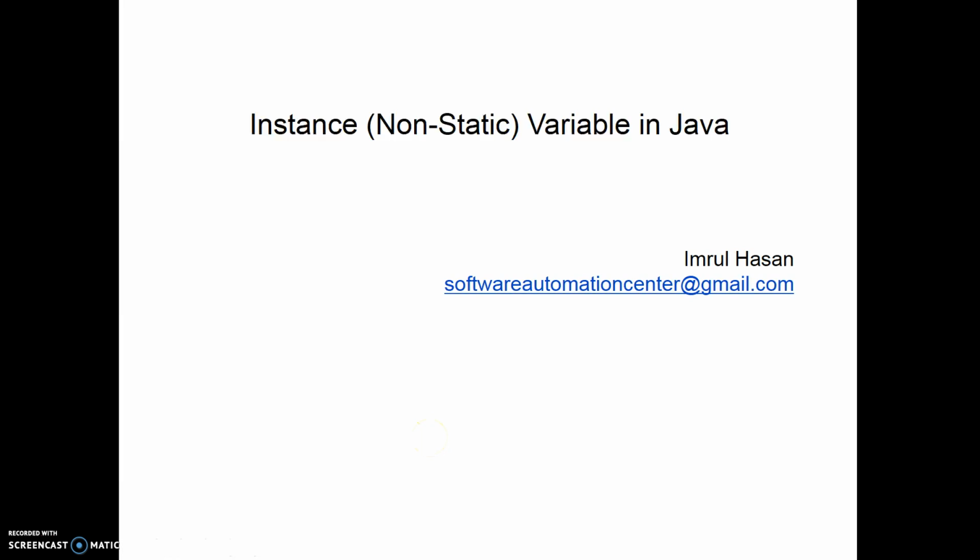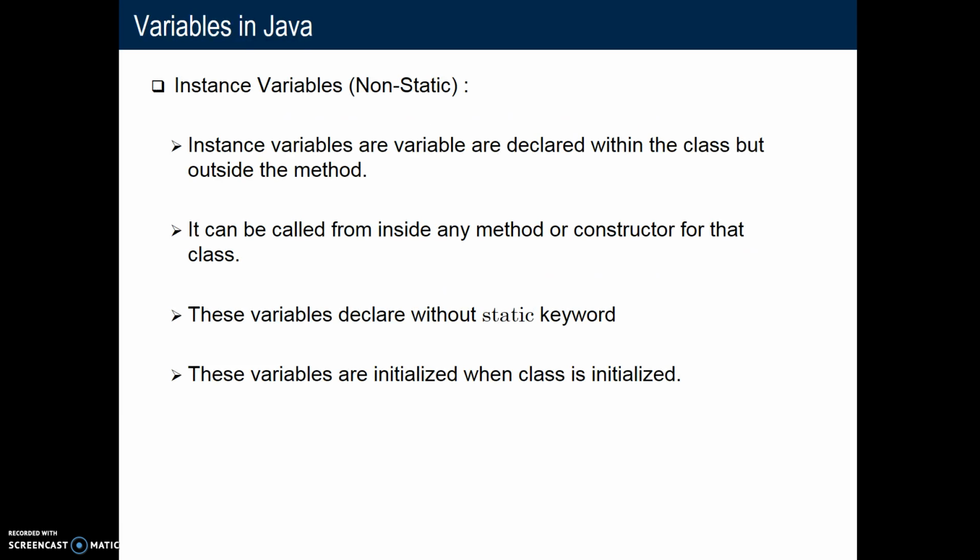Today I'll discuss the instance variable in Java. We can call it non-static variable as well. So let's move on to some characteristics of an instance variable. Instance variables are variables that can be declared within a class but outside the method. We can call it from inside any of the methods or a constructor for that specific class.